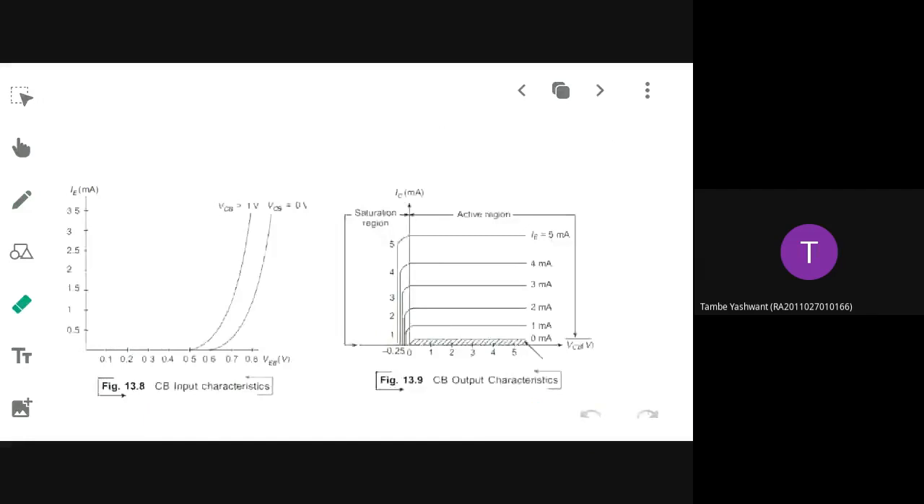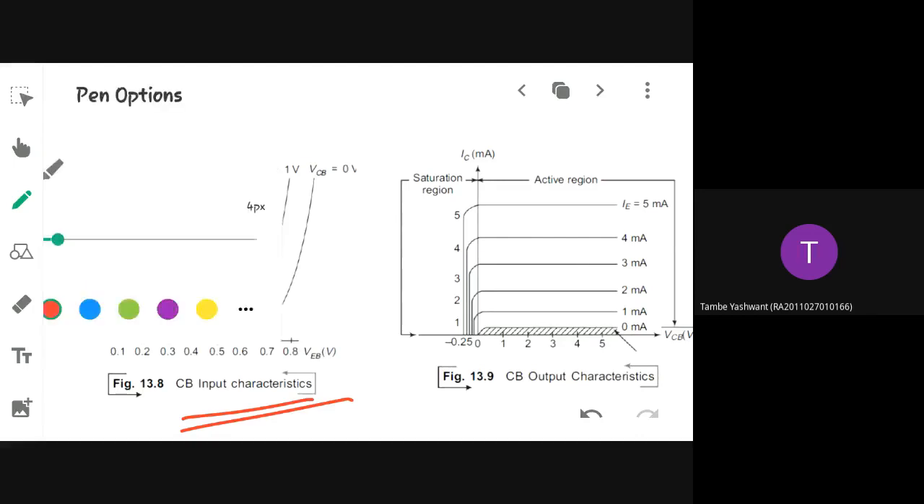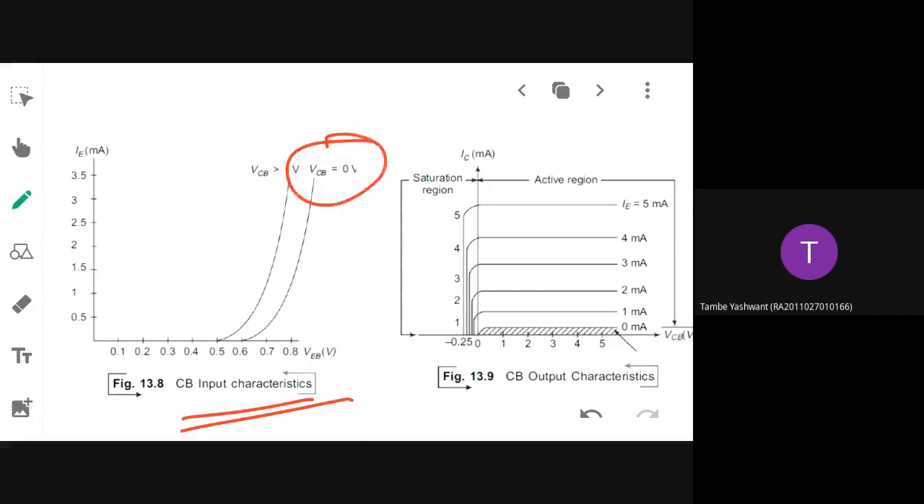So this characteristic is called what characteristic? Input characteristic. So what parameter have I kept constant? Output. Output in the sense, what voltage have I kept constant here? VCB. VCB I will be keeping constant. It is kept initially at 0 volt.